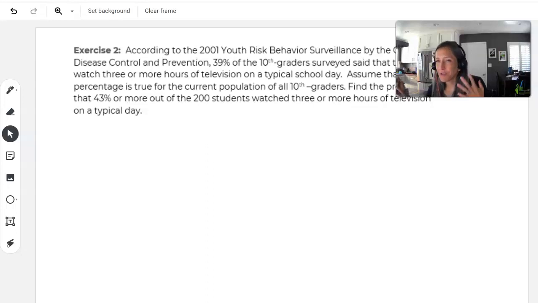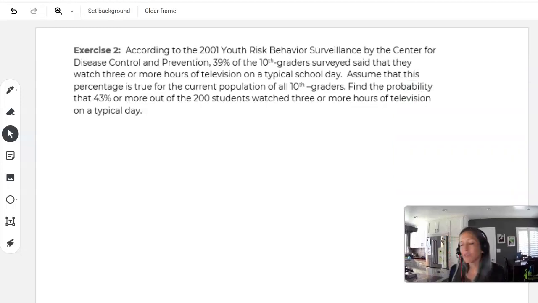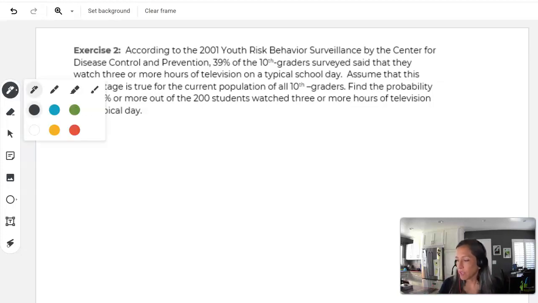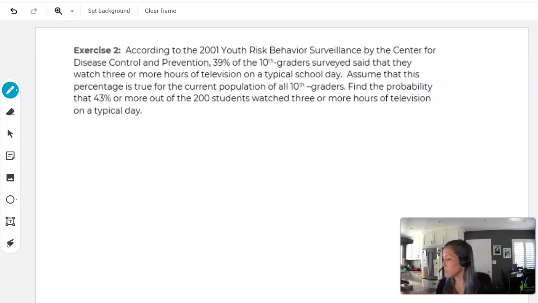So I want to introduce us to sort of where we're headed in 6.2. Now the idea here, let's look back at an exercise. It's an older one from 6.1 to see why we need this or where this comes in. Everything we've done previously has assumed some knowledge about our population. In fact, let's read through this question together.